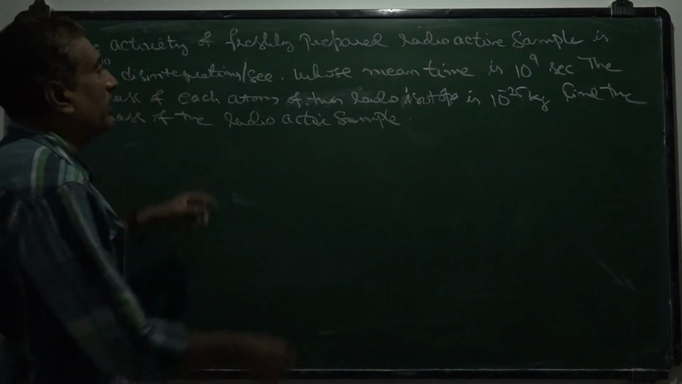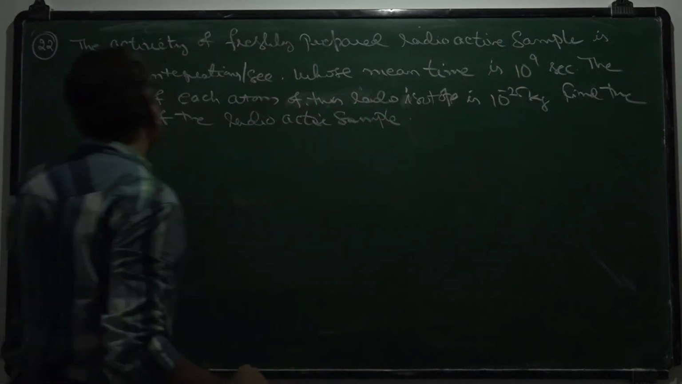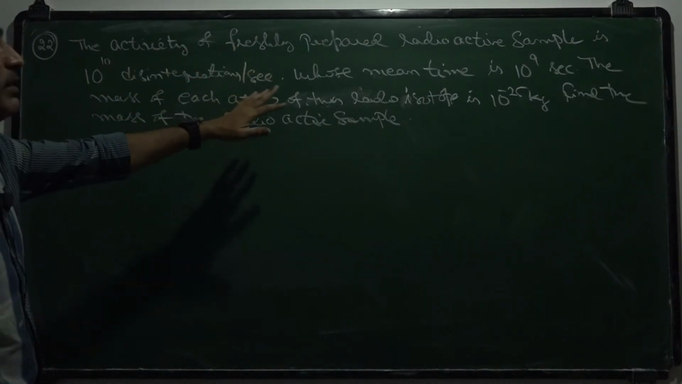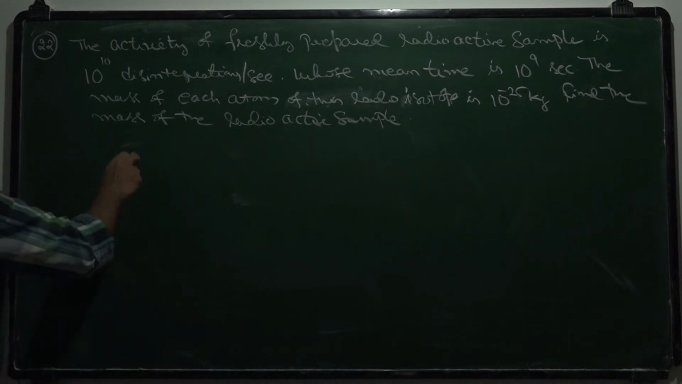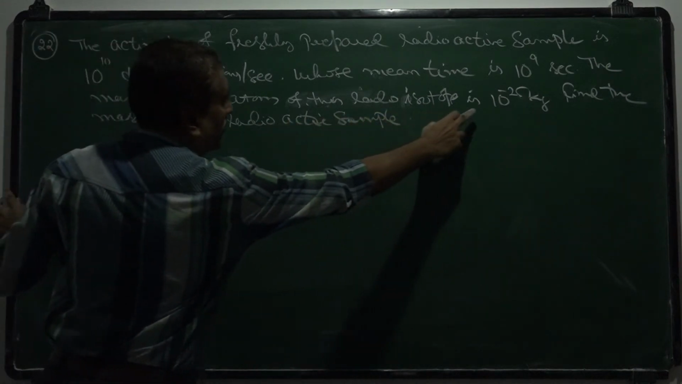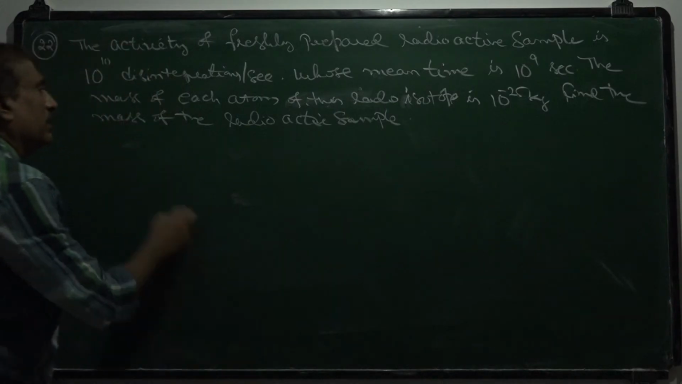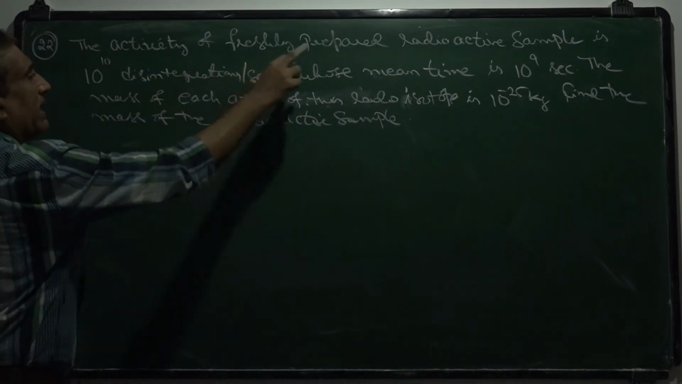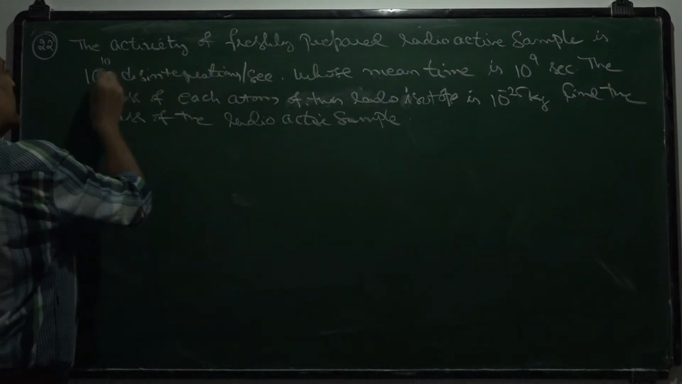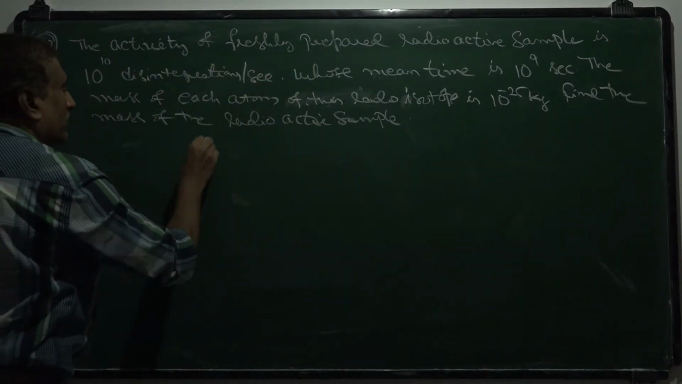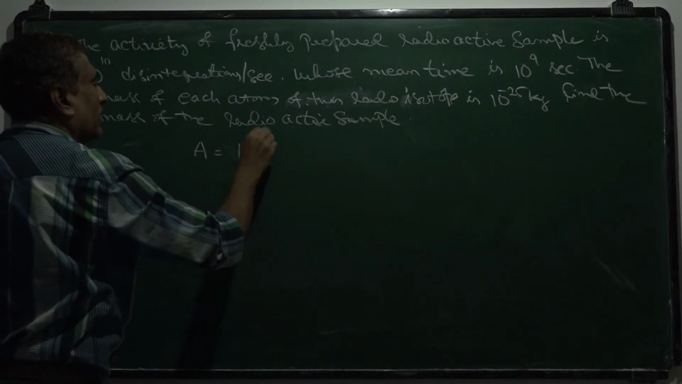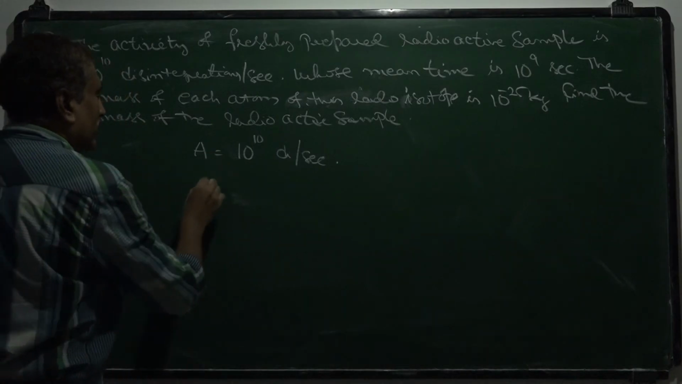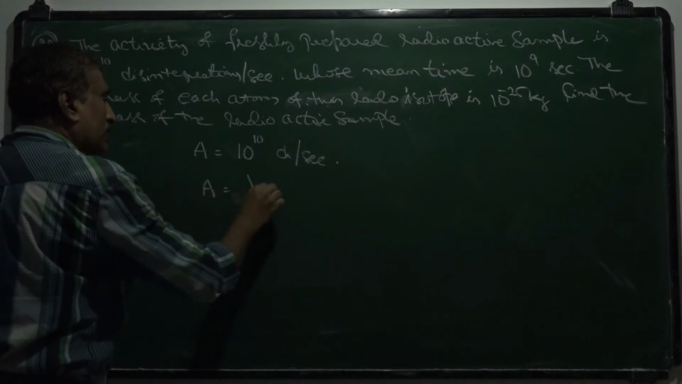The question is, the activity of a freshly prepared radioactive sample is 10 to the power 10 disintegrations per second, whose mean lifetime is 10 to the power 9 second. The mass of each atom of this radioactive isotope is 10 to the power minus 25 kg. Find the mass of the radioactive sample. So given A is equal to 10 to the power 10 disintegrations per second. Now the activity is given by modulus of lambda N.